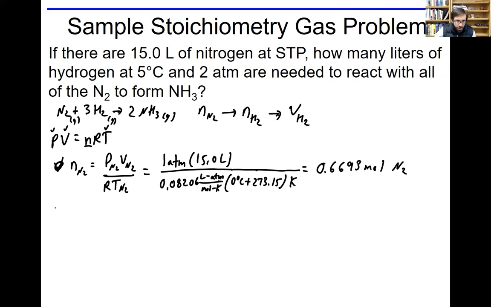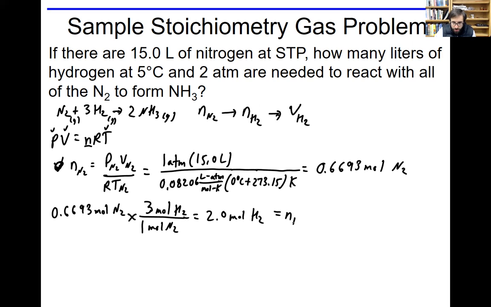Now, we can use the balanced equation to finish up our roadmap here and keep going, get moles of hydrogen. So 0.6693 moles nitrogen. We know from our balanced equation for every 1 mole of nitrogen, there's an imaginary 1 there, there's no coefficient, but there's an imaginary 1 there. We require 3 moles of hydrogen to react with it, because we want to react with all of the nitrogen. We don't want to have any nitrogen left over. We multiply that out and we get 2.0 moles of hydrogen. Lastly, now we just need to go from n hydrogen, the number of moles of hydrogen, to volume of hydrogen. So again, we're going to use PV equals nRT, but this time we know n and we want to solve for liters of hydrogen. So we're going to solve for volume. So volume of hydrogen equals n hydrogen times R times T hydrogen divided by P hydrogen.